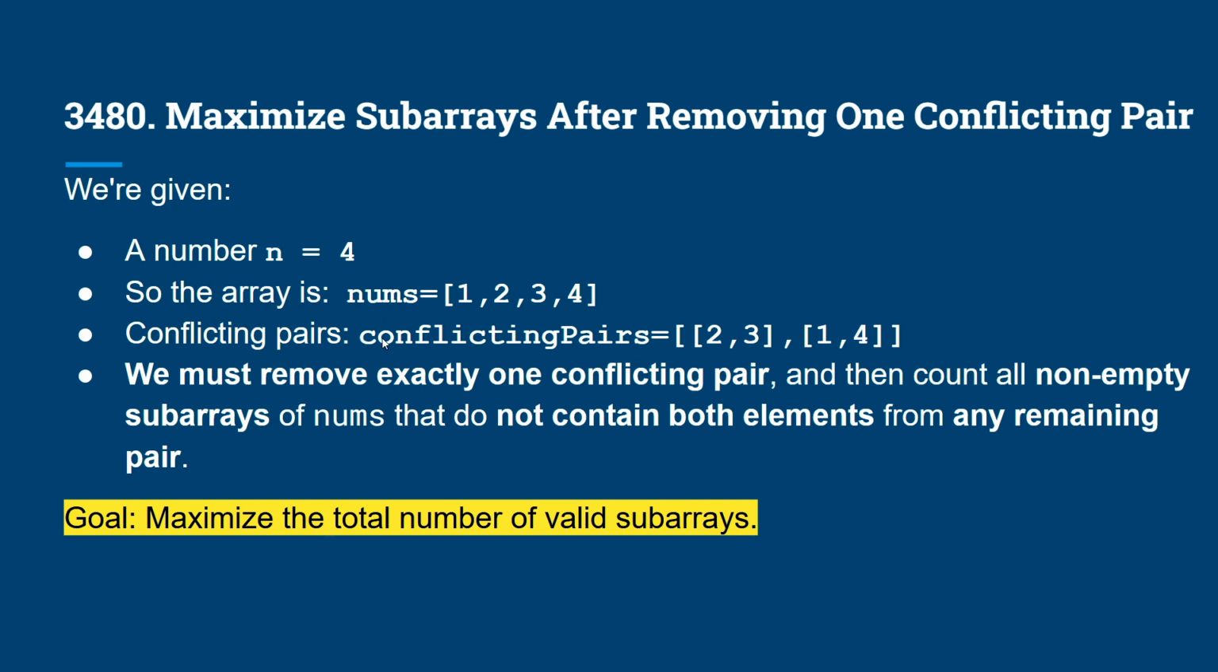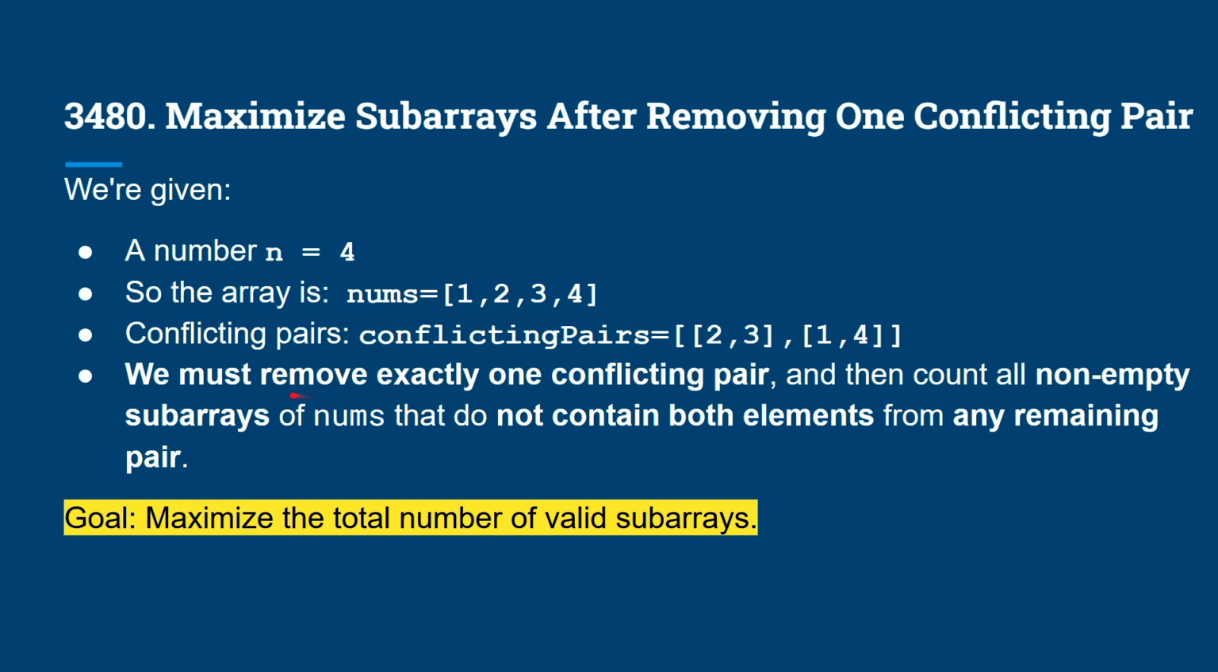So as you can see here, what we are given first is n, and n is given as 4. So the array is 1 2 3 4, can we say that? Yes. And the conflicting pairs are 2 3 and 1 4.